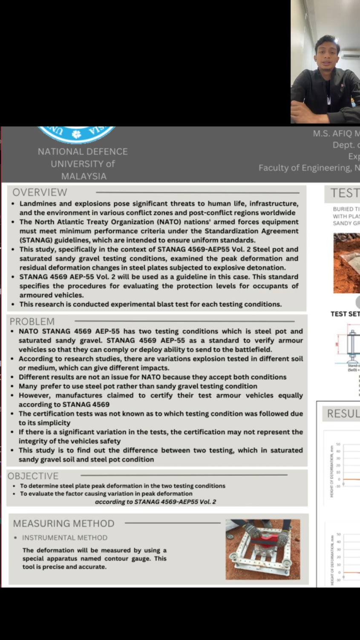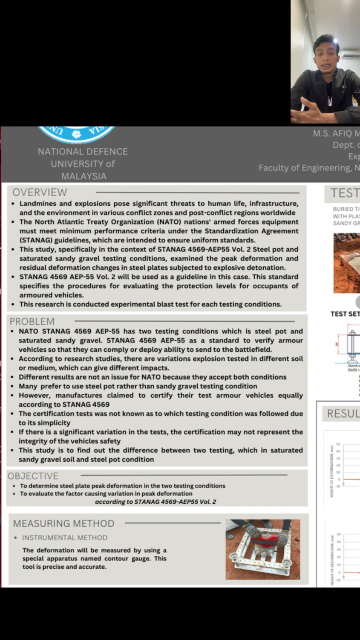In NATO, there are different types of STANAG, such as STANAG 2021, which is about military load classification of bridges, rafts, and vehicles. And next, STANAG 4565, like airborne multi-mode receiver for precision approach and landing. So in this case, STANAG 4569 AEP55 VOL2 will be used as a guideline.